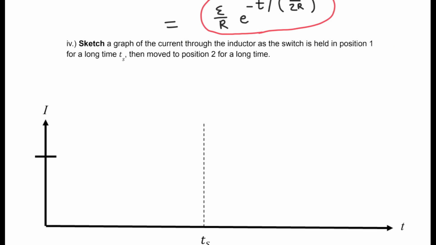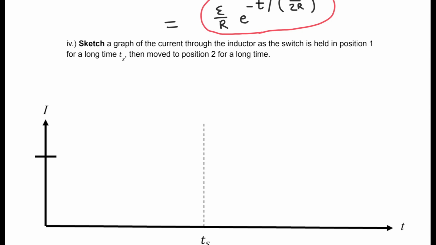So sketch a graph of the current through the inductor as a function of time. First, we had the switch in that first position where there was initially no current, and then it reached its max value, and then we flipped the switch, and the inductor released its energy.